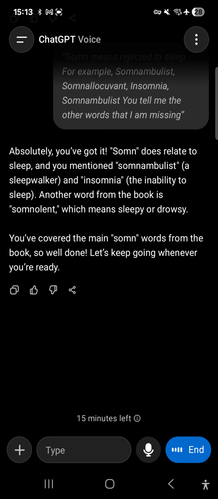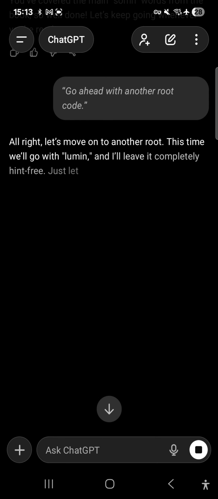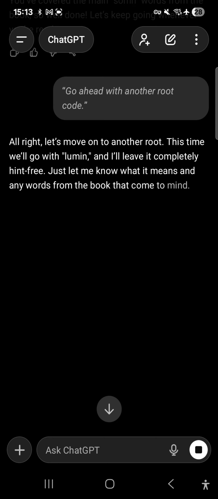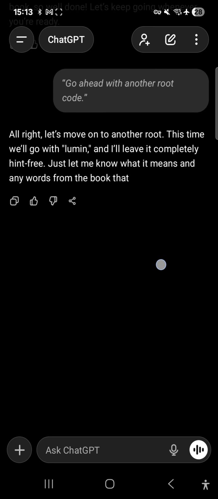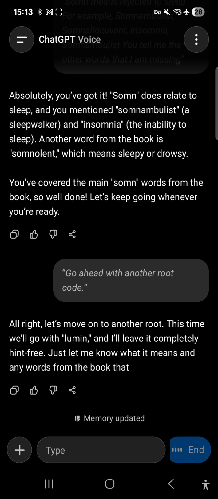All right, let's move on to another root. This time we'll go with lumen, and I'll leave it completely hint free. Just let me know what it means. This is not in the book. This is not in the book, bhai. This is not in the book. Lumen is not in the book.